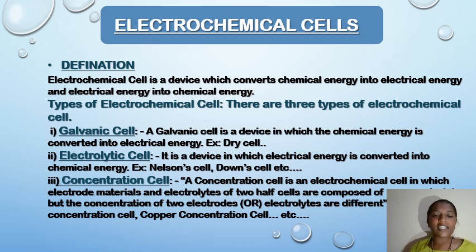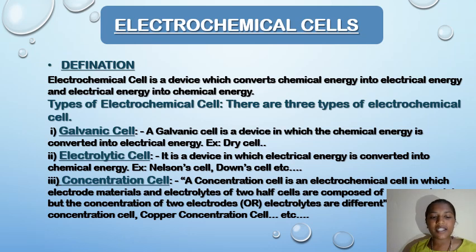First is a galvanic cell. A galvanic cell is a device which converts the chemical energy into electrical energy. Example, a dry cell. Second type is an electrolytic cell. It is a device which converts the electrical energy into the chemical energy. Example, Nelson cell and Down cell.